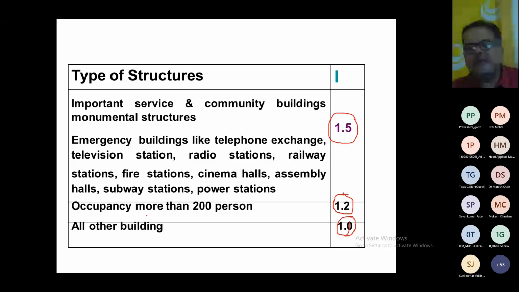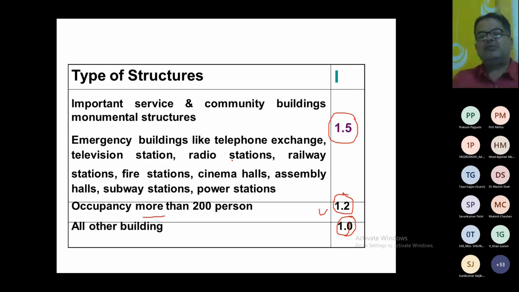If occupancy in a building is more than 200, it may be a commercial building or a residential building, then we know that if this building collapses, a lot of casualties will happen, and therefore we design this building for a higher earthquake force. So a 20% increase is applied as compared to a normal building, right?